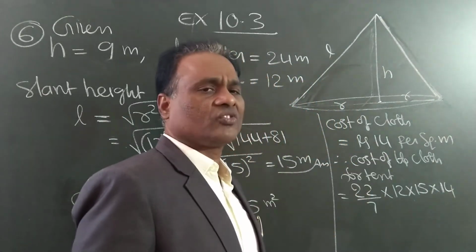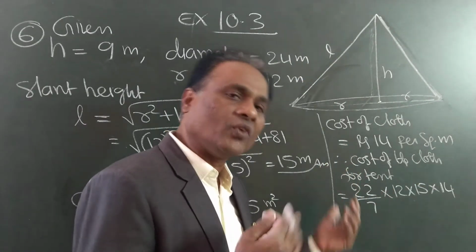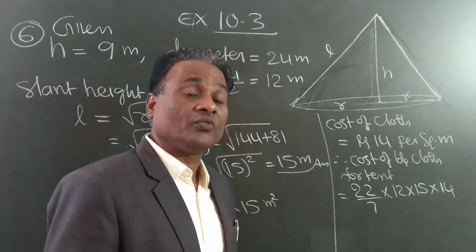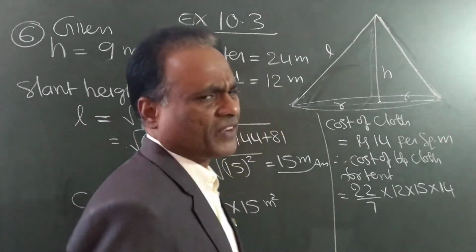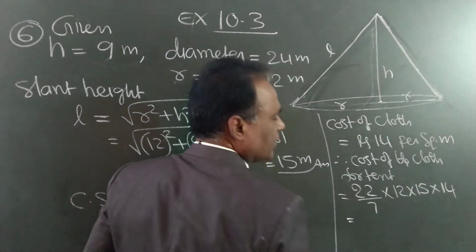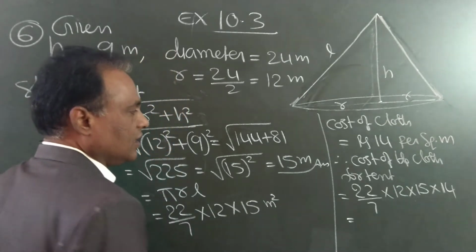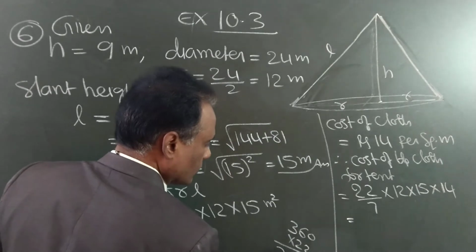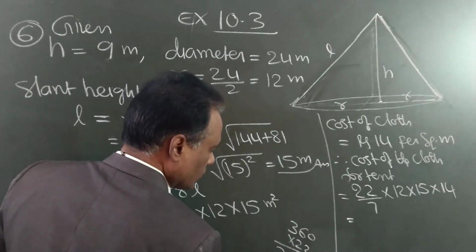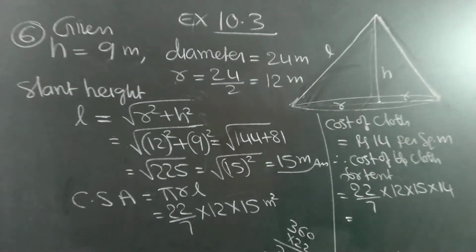1 meter 14 rupees, 2 meters 14 into 2, 3 meters 14 into 3, 4 meters 14 into 4. How many meters are we purchasing? These many meters. So into 14. Simplify, students. Do it. 7 1s are 7, 7 2s are 14, 2 15s are 30, 360. Do the simplification. Multiply and that is your answer. That is the cost of the cloth required to make the tent.